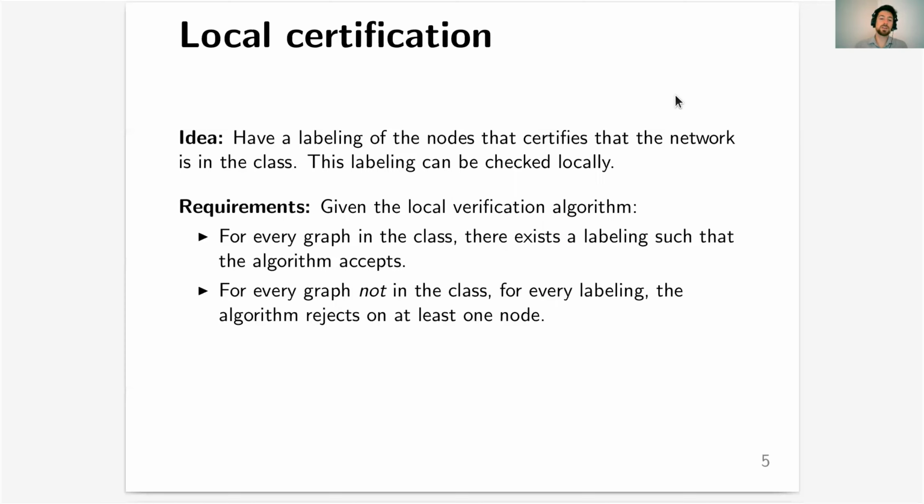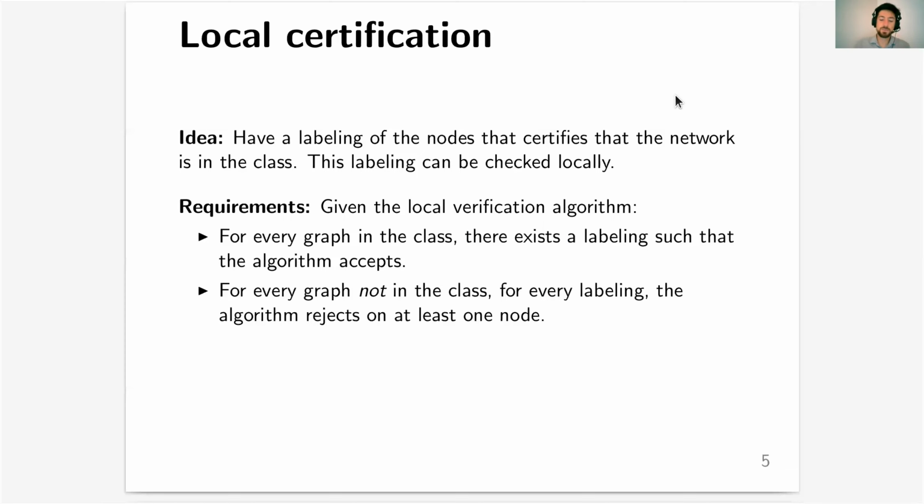We want that for every graph that is in the class, so for example, for every tree, there exists a labeling such that the algorithm accepts in every node. So every node is happy with at least one labeling of the graph, okay? And now if a graph is not in the class, so for example, it's not a tree, then for every labeling, so even if it's an adversary that puts the labels, the algorithm will reject in at least one node. So there will always be one node to say, no, the information I have is inconsistent.